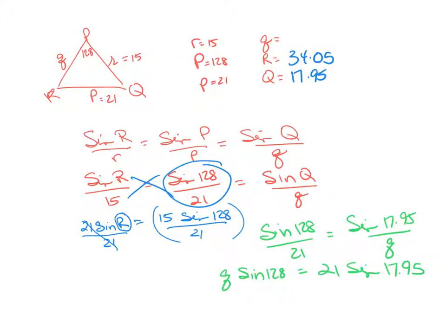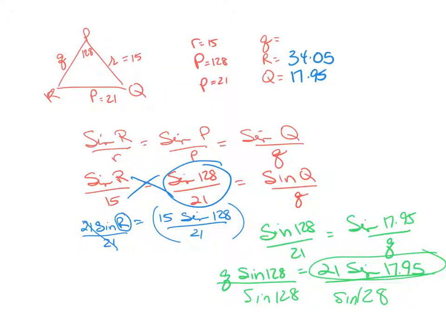So all we do now is we find little q by using the full fraction again. Sine of 128 over 21 equals sine of 17.95 over q. Cross multiply and leave the q alone. And here you don't have to use the second button because you're not looking for an angle. So type in the top. Is that a Q or 8? I can't tell. Q.